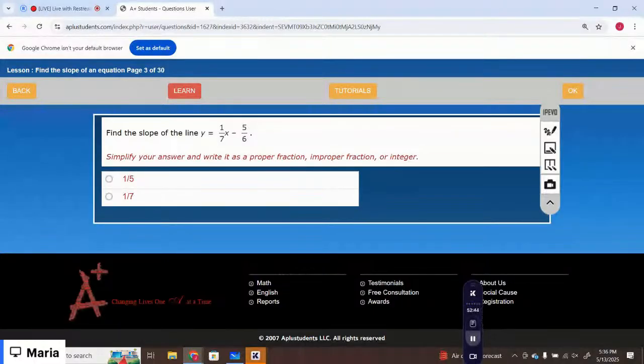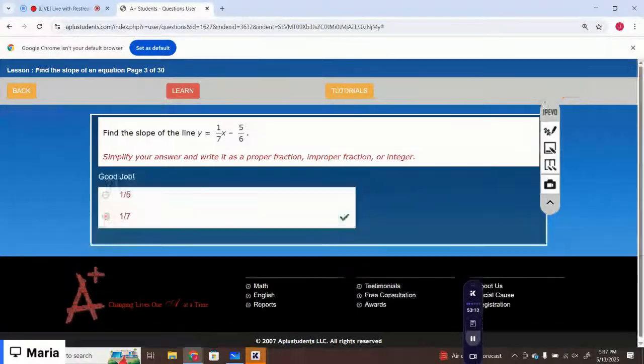Find the slope of the line y equals 1 by 7x minus 5 by 6. m equals 1 by 7. Option number two is the correct option. That is 1 over 7.